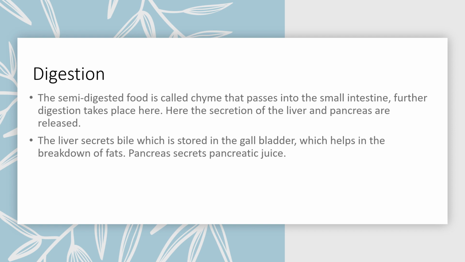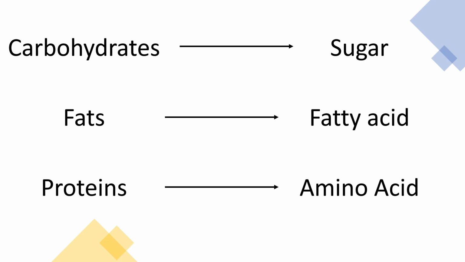Here the secretions of the liver and pancreas are released. The liver secretes bile, which is stored in the gallbladder and helps in the breakdown of fats. The pancreas secretes pancreatic juice. The pancreatic juice helps in the breakdown of carbohydrates into sugar, fats into fatty acids, and proteins into amino acids.